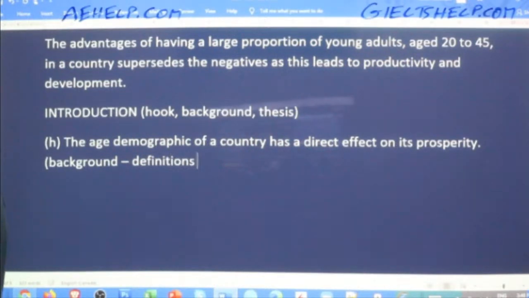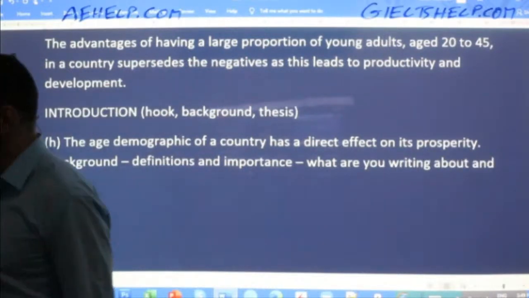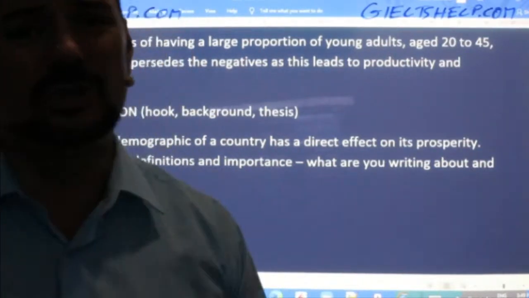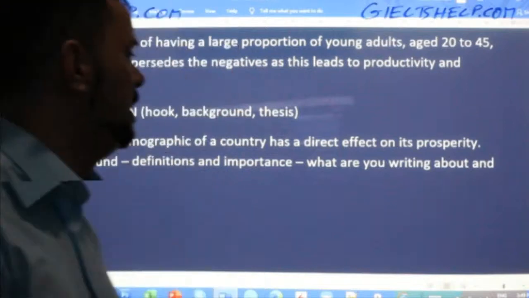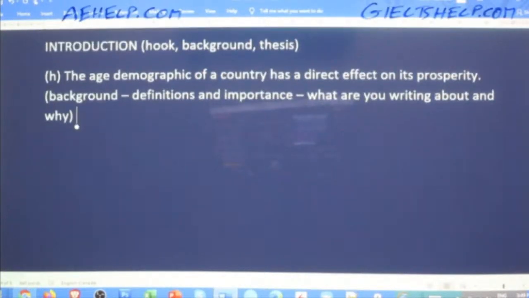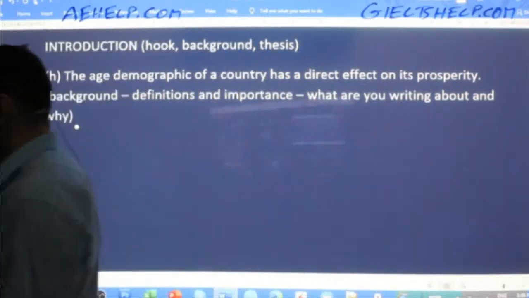Definitions and importance. So basically another way to think about it is what are you writing about and why? Okay, so that's what your background is. And the background should be, in the IELTS, one, two sentences at most, all right? Don't spend too much time there. You've got to get the body paragraphs and the conclusion. But you definitely want to tell your reader what you are writing about and why you are writing about it, okay?